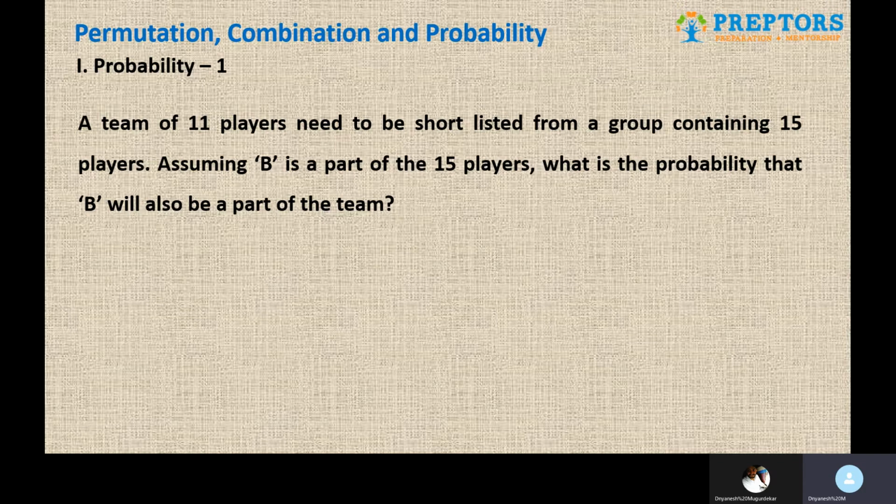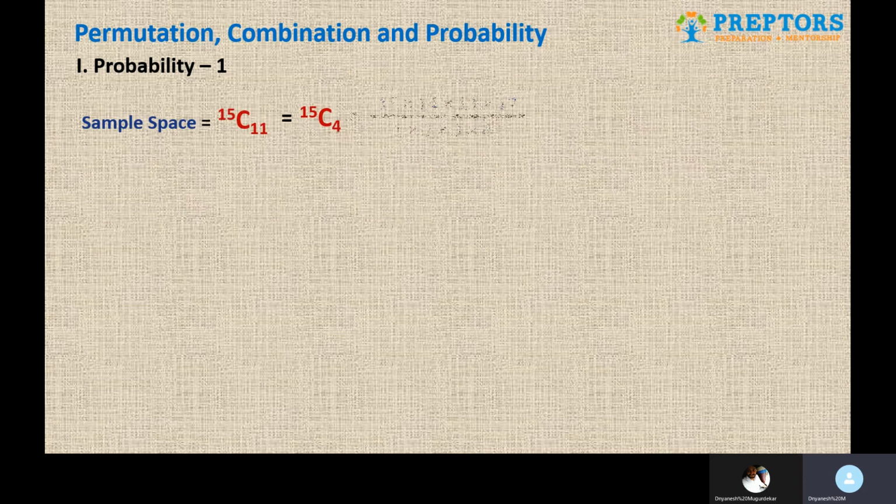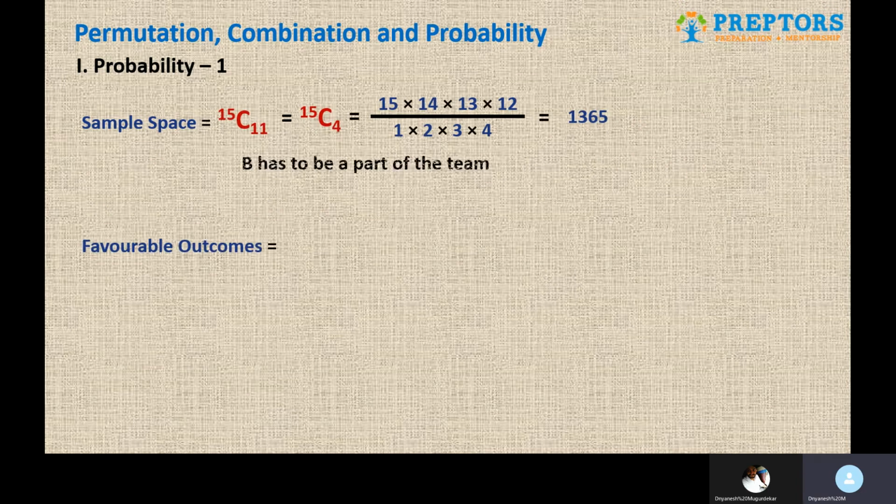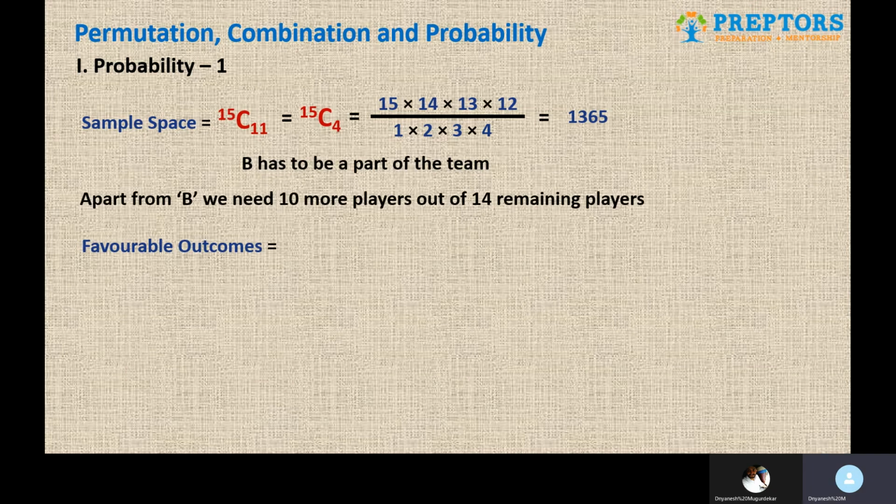And the favorable outcome is B is also part of the group. So B is selected. The remaining 10 people are supposed to be selected out of the remaining 14 people, because B is already selected, because that is the favorable outcome. So your favorable outcome is, ideally, assuming B is already selected, the remaining 10 people from the 14 players. So 10 players from the 14 players, 14C10, mathematically you are going to do 14C4. So when you do 14C4, the answer that you get is this.